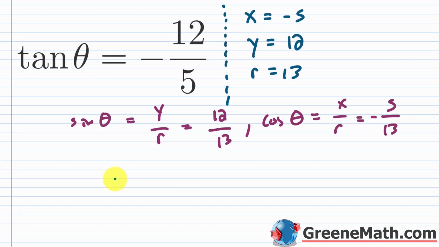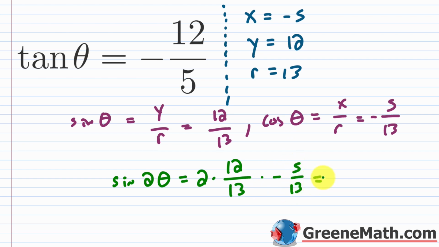Let me come down here and say that my sine of 2 theta is equal to 2 times the sine of theta, which is 12 over 13, and then times the cosine of theta, which is negative 5 over 13. So this gives me, nothing's going to cancel, 2 times 12 is 24. 24 times negative 5, that's going to be negative 120. And this is over 13 times 13, which is 169. So the answer for the sine of 2 theta is going to be the negative of 120 over 169.